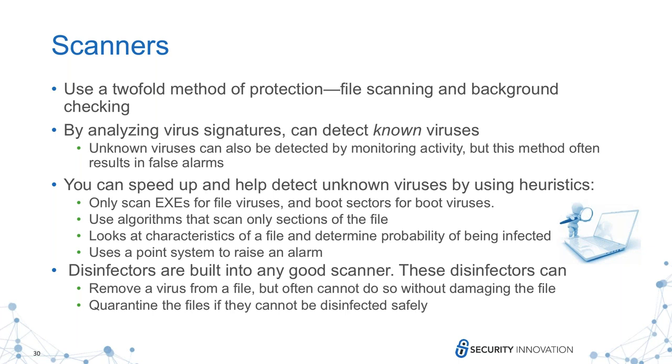You can use specialized algorithms that only look at chunks of the file, like say the PE header if you're talking about something, or maybe a specific target of a different type of executable or compressed file. You can use point systems to raise an alarm, and disinfectors are also usually built into any good scanner. So you can remove a virus from the file but leave the file, but it might not be able to do that without damaging the file. So as a last-ditch effort, you can quarantine the file so that no one accesses the infected file.